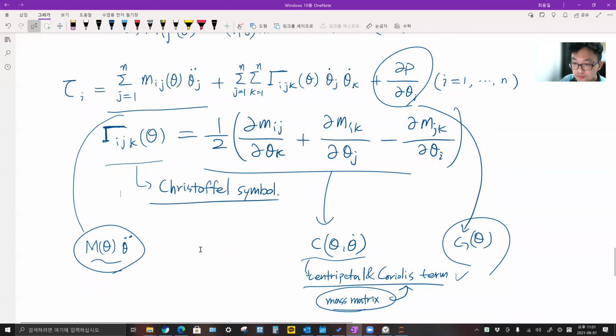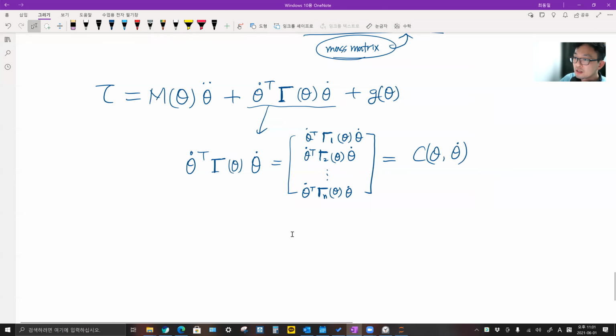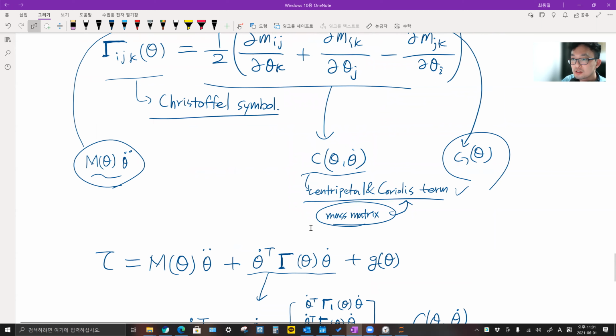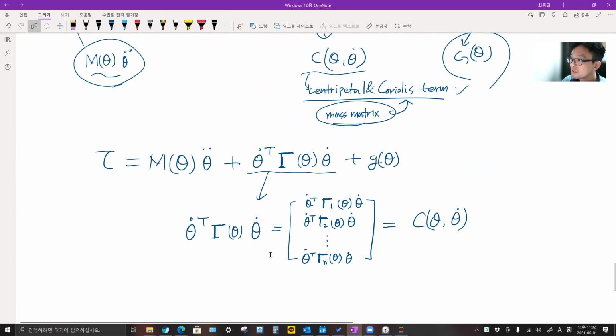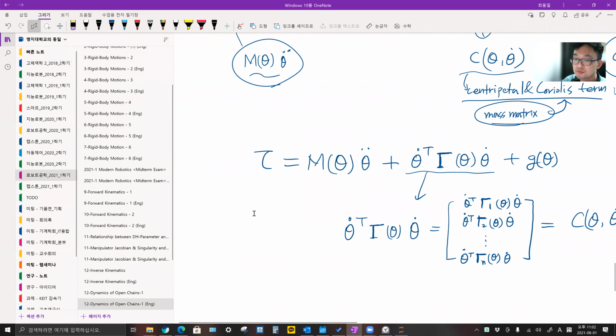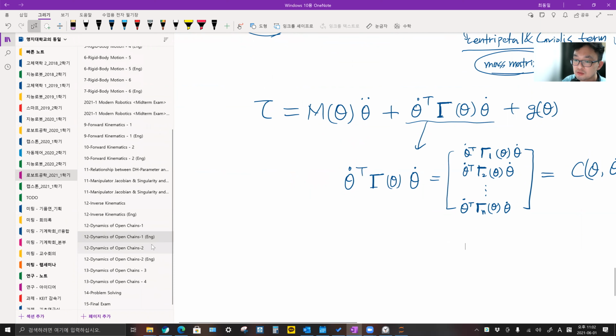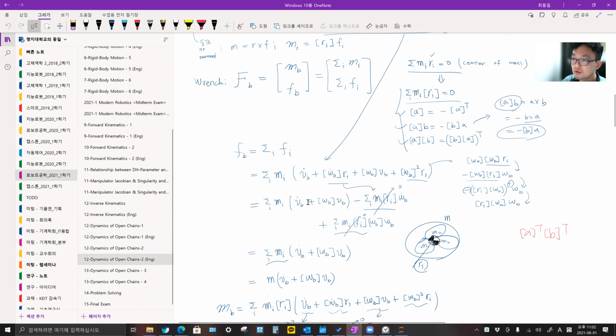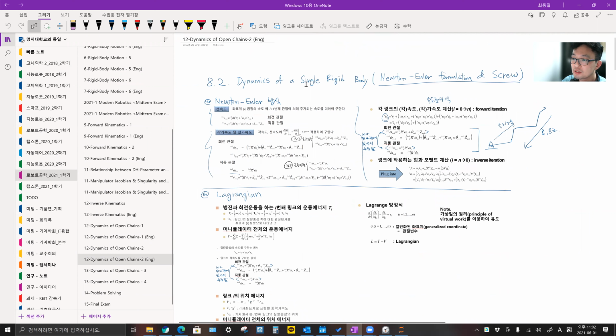So that's it. Actually, this one is a stretching about the dynamics, a preparation of the dynamics of open chain. So we leave you the Lagrangian formulation, and in the next class I will explain about the actual dynamics of a single rigid body using the modern robotics technique. Okay, let's take a little break.